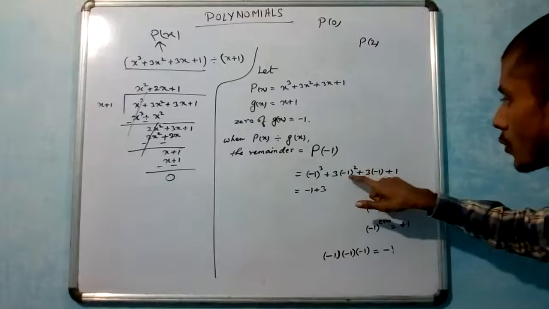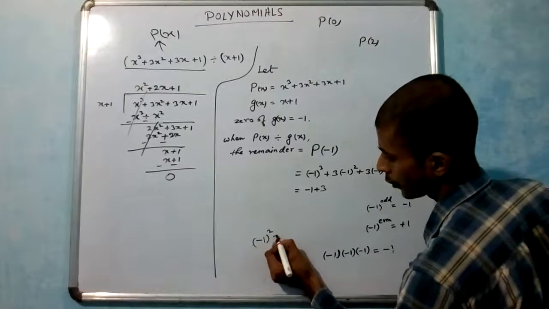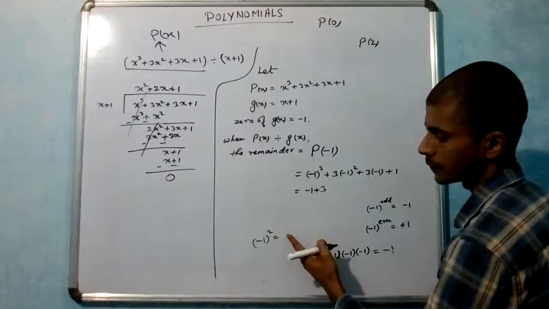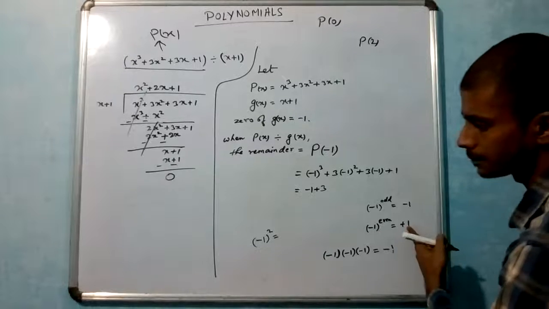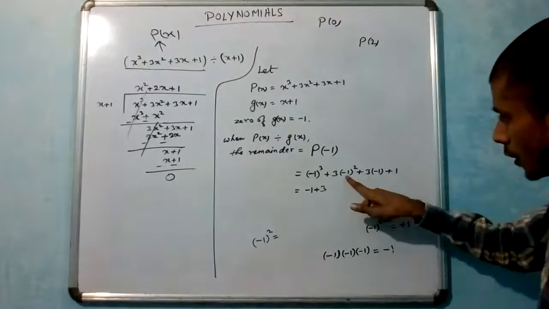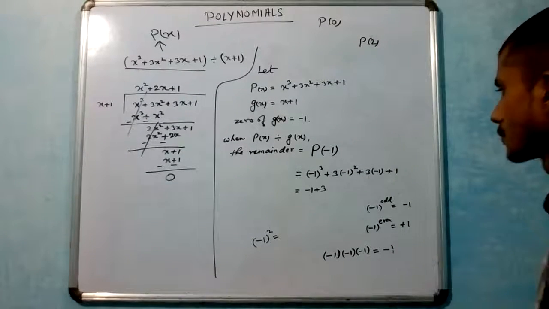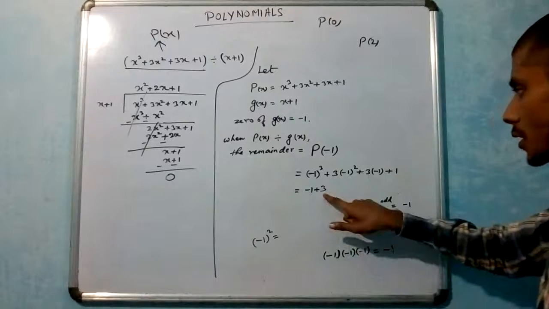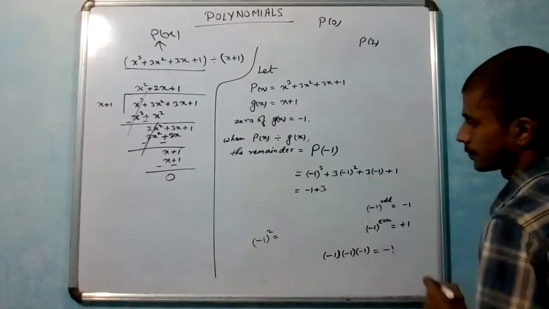First complete the bracket work. No, minus 1 raised to the power 2. Minus 1 whole raised to the power 2. How much will it come? Minus 1 raised to the power even, for even what do we have? Always plus 1. Now if this is 1, then 3 into 1 is how much? 3. So I wrote here 3. Done? Next what?